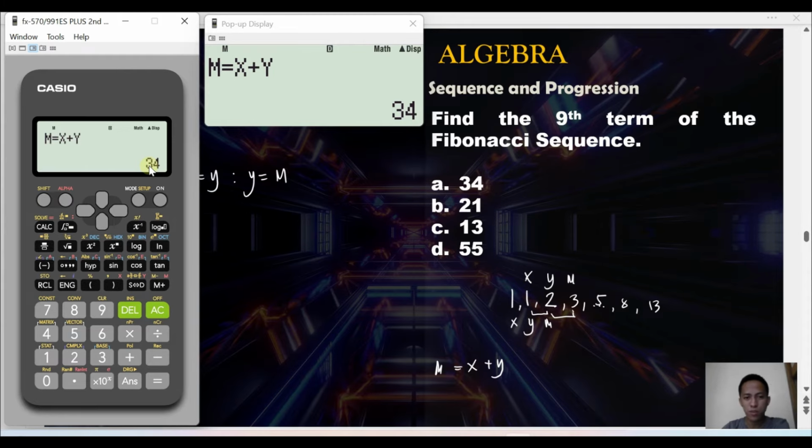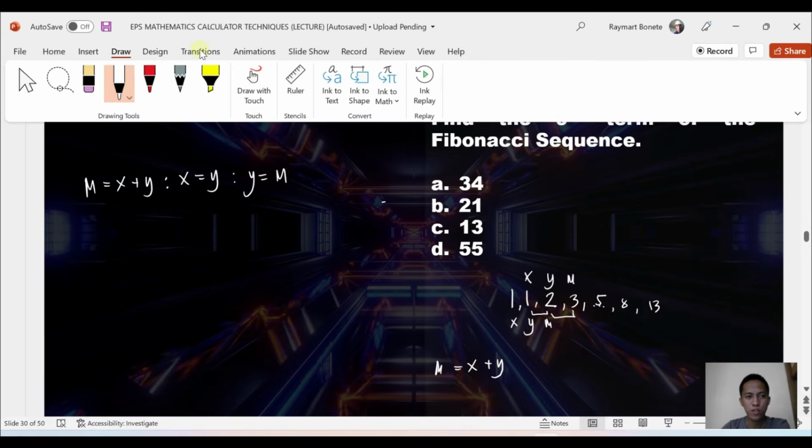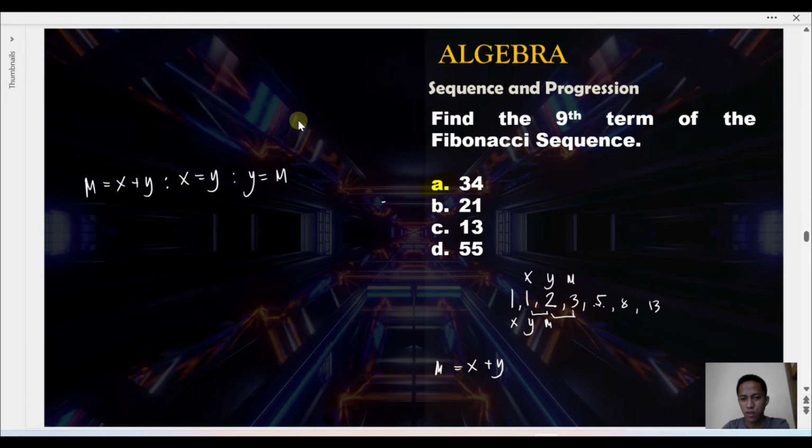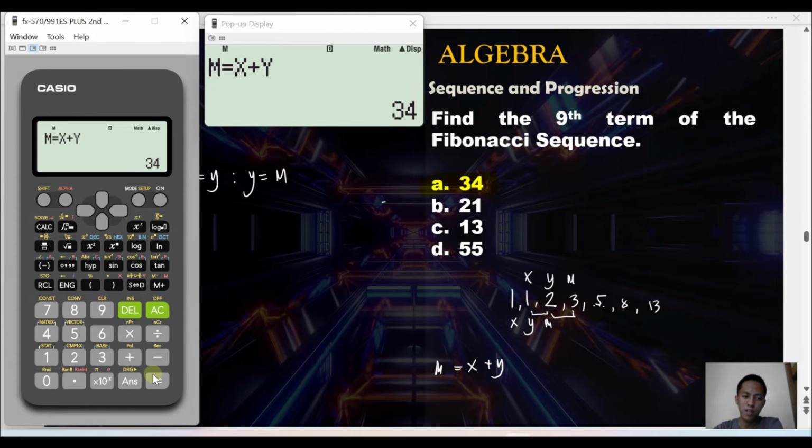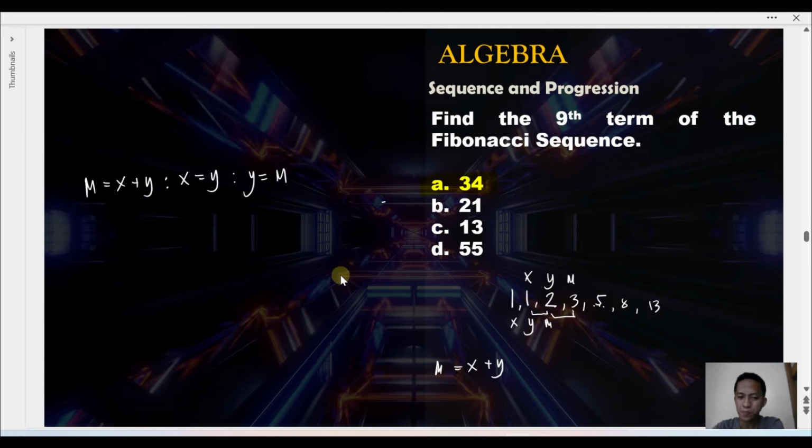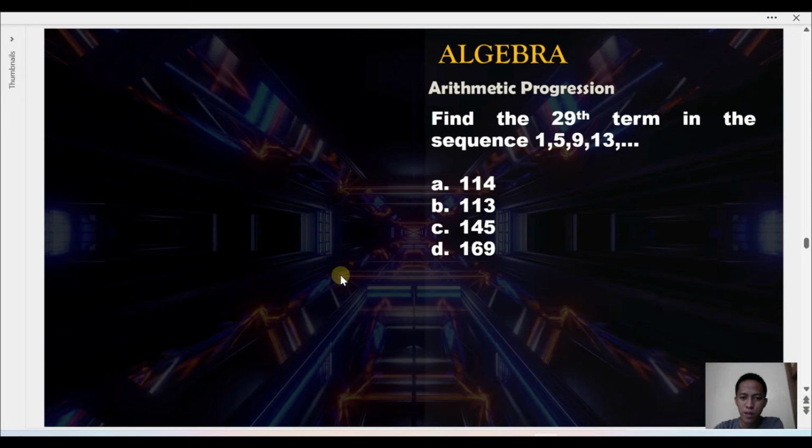Okay? So that's how you compute or you solve the terms of a Fibonacci sequence. So since in-add lang siya, we can use this loop command. Okay? If you're going to get the 10th term, equals lang guys, hanggang lumabas ulit yung m. M is 55. So that is your technique for the Fibonacci sequence. So let's proceed to our next problem.